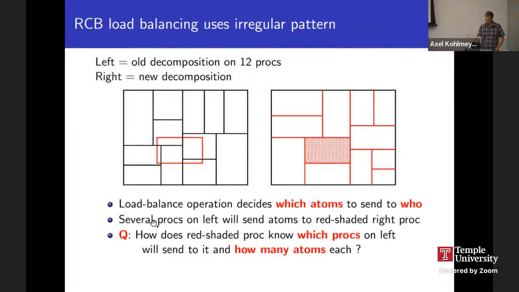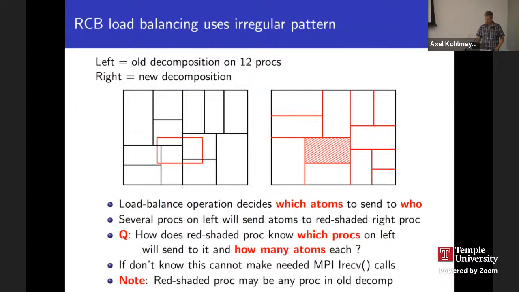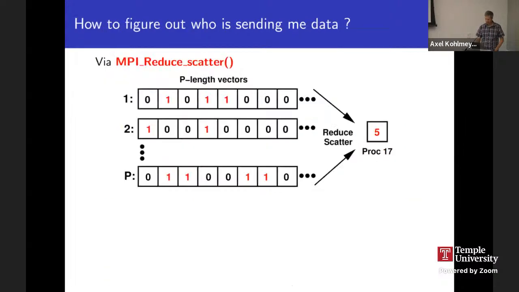Okay, so now we're going to answer this question: how does the red shaded processor know which processors on the left are going to send data and how many atoms they need to send? There's an MPI call, which maybe you've heard of or used before in other contexts. It's called MPI reduce scatter, which solves exactly this problem. It's one of the kernels of this irregular communication that I'm talking about.